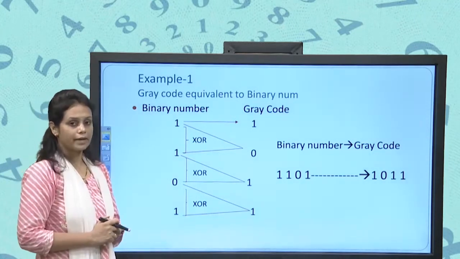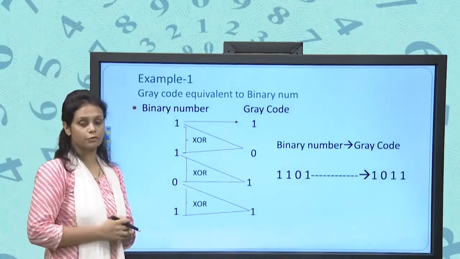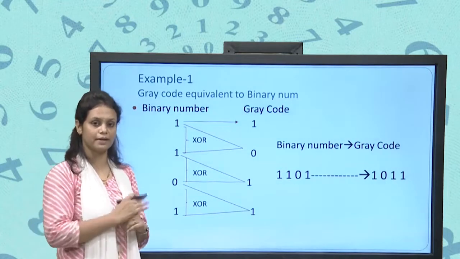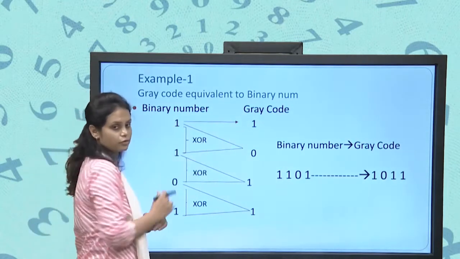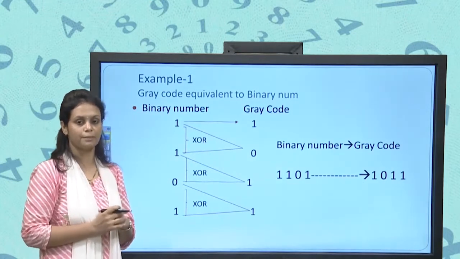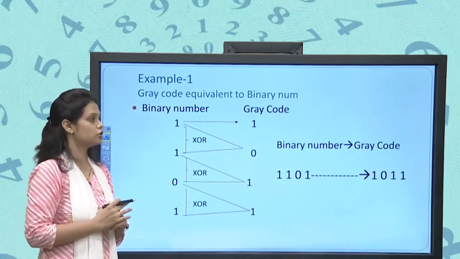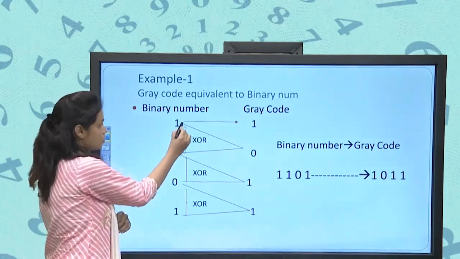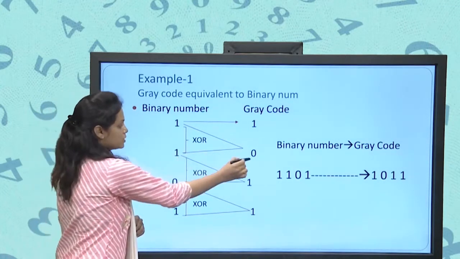Now what we'll do again? What was the procedure behind this? So first of all, we'll keep our first bit as it is. So we'll keep 1 as it is, right? Now from the second step, we will make the pair of each 2 bits. So first we will make the pair of this first 1 1. Okay, these 2 are same. So output of the XOR is 0.